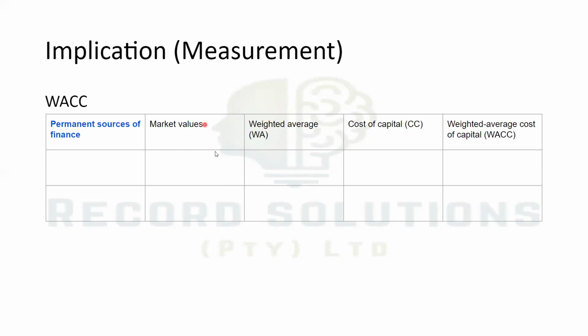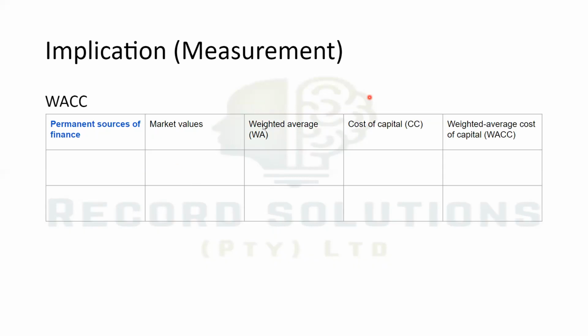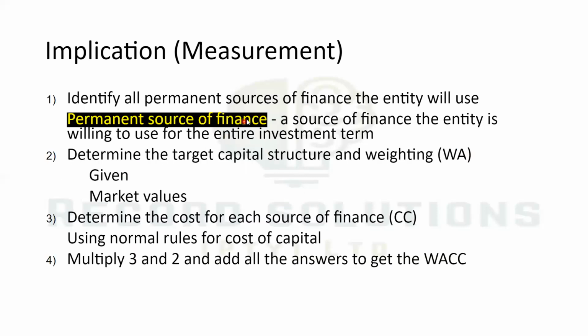That's how you do it when they give you market values. If it's not market values, you are just given the capital structure, maybe 60% equity, 40% debt. Here you won't have market values, so you can skip this block. For every permanent source of finance, you check: is it equity or liabilities? If it's equity, in that example, you put 60% here. If it's liabilities, you put 40%. That's the weighted average. And then we continue.